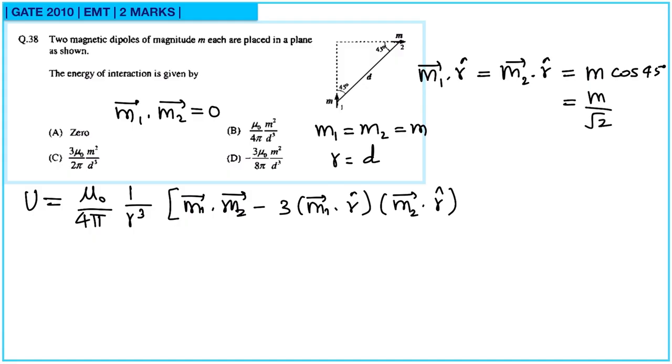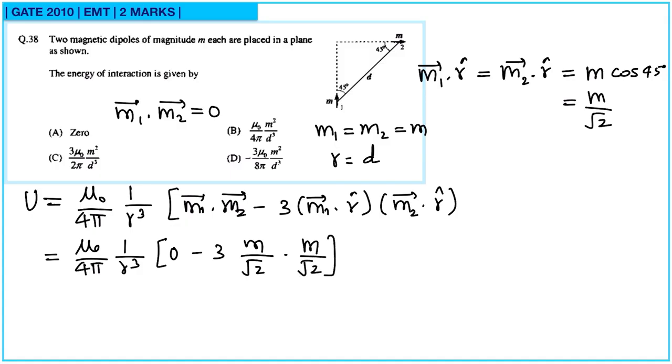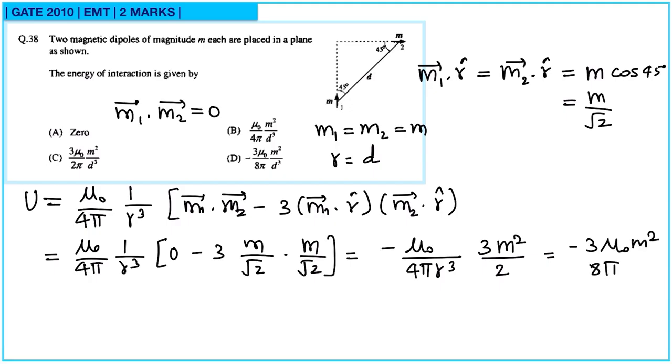So we will substitute these values here. This is equal to mu naught upon 4 pi r cube times 0 minus 3 into m by root 2 into m by root 2. So this is equal to minus mu naught upon 4 pi r cube into 3 into m square by 2. So this is equal to minus 3 mu naught m square upon 8 pi r cube. Here the distance is d, so r is d here. So option D is correct.